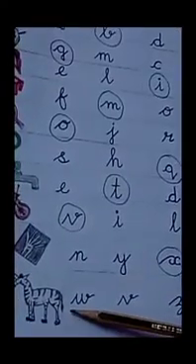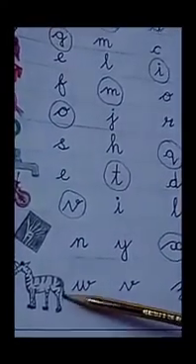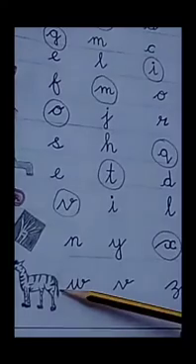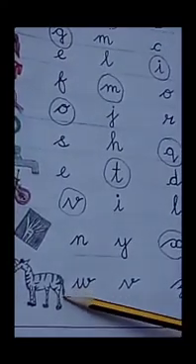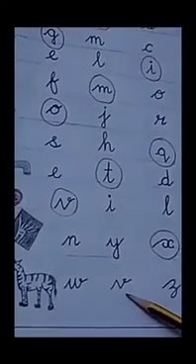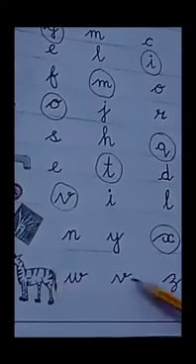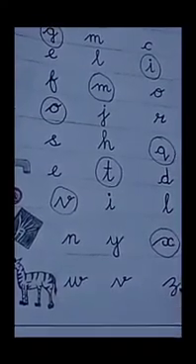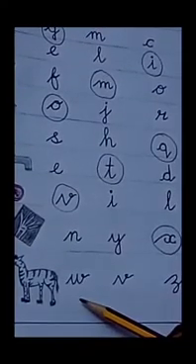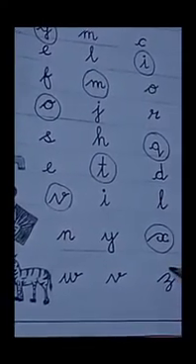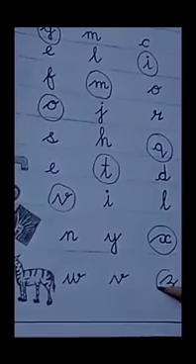Now go to the next picture. What is this picture? It's a zebra. What are these letters? W, V, Z. What is the beginning letter of the zebra? It's Z. So we will circle the letter Z.